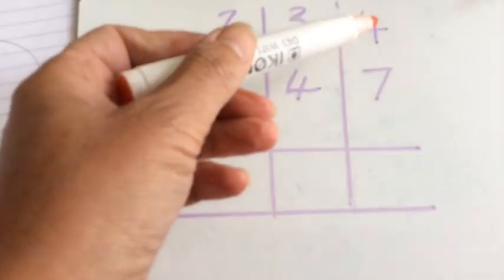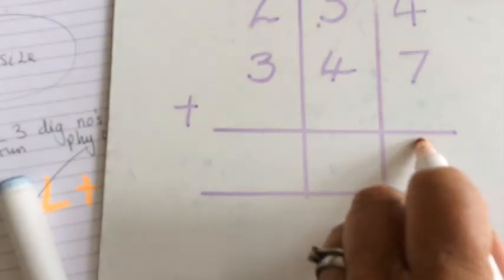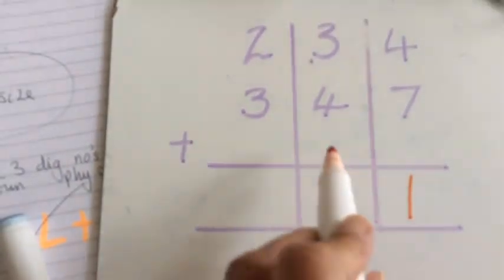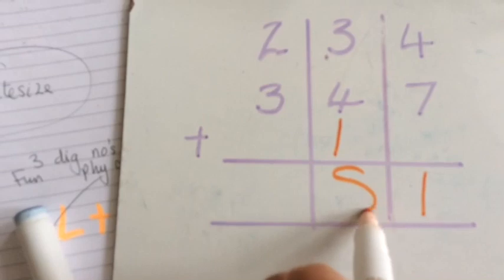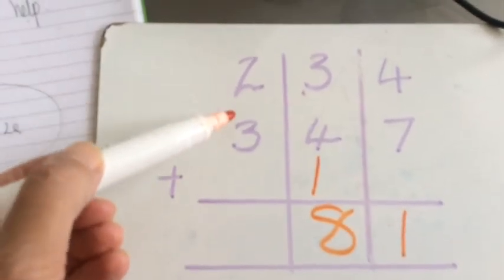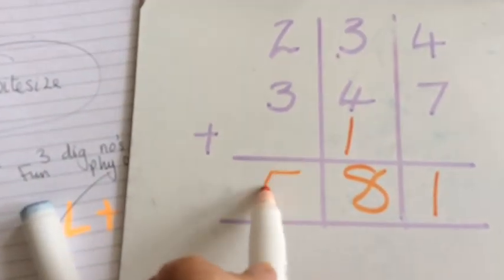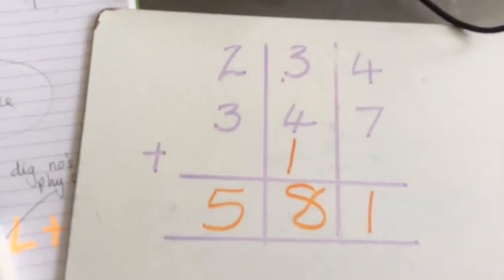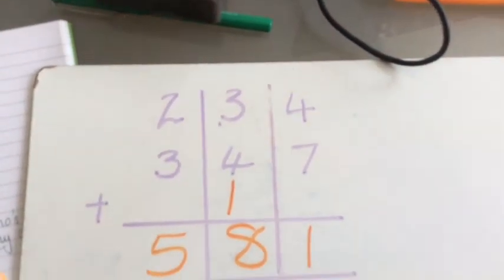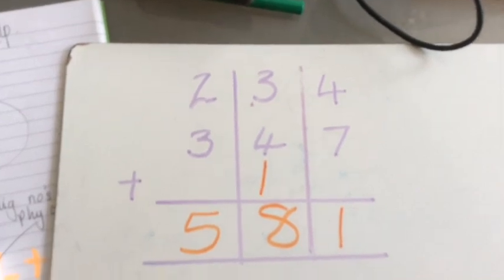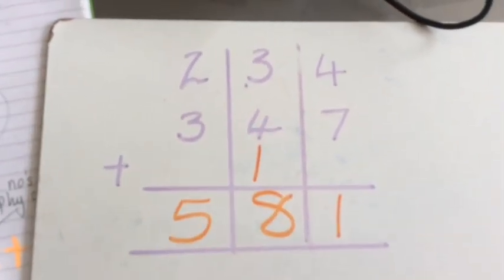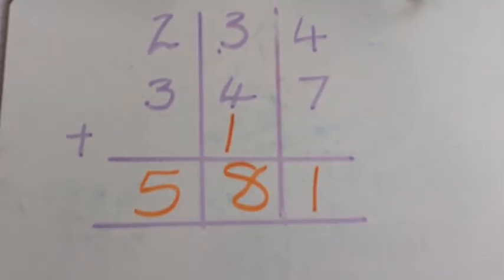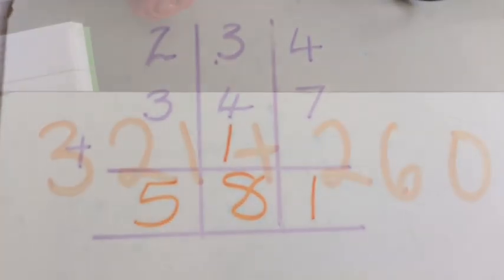Do you remember, 4 and 7 was 11, which is 1 unit in the units column and a 10. So 3 and 4 is 7, plus the 1 is 8. 2 and 3 is 5. And it makes 581, like before. Some of you might prefer the expanded method, but I think most of you are trying to use this method now. But you can choose. You'll get the same answer.